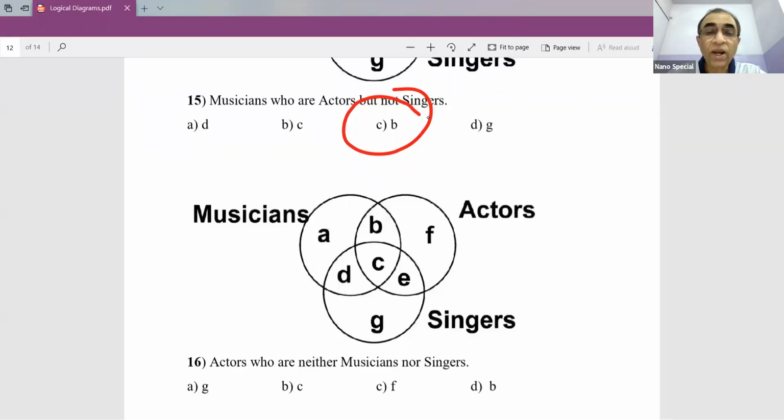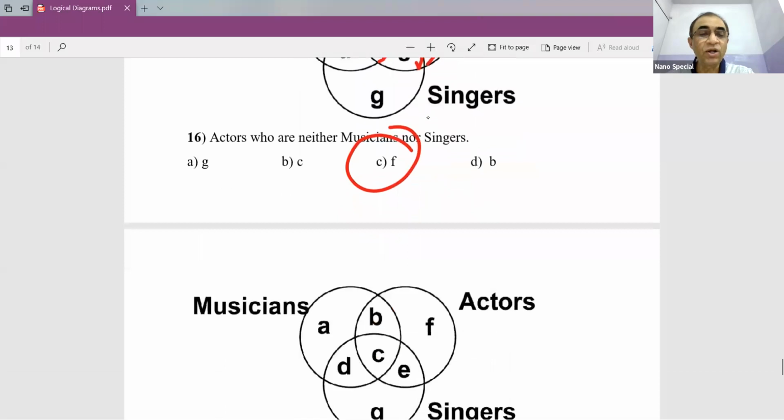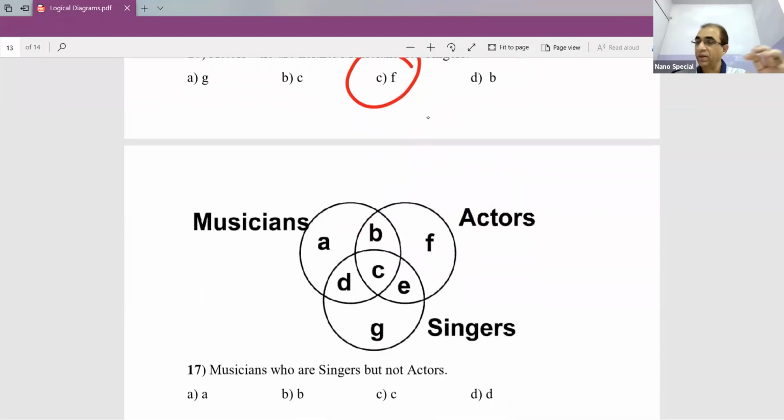Actors who are neither. So we are actors means we are looking at this. Who are neither musicians. That means it should be outside of the circle. And not singers. It should be outside of this. So we are talking about this particular thing. And that is represented by F. And therefore the answer is C. All right. 16th. Let's go on to 17th.